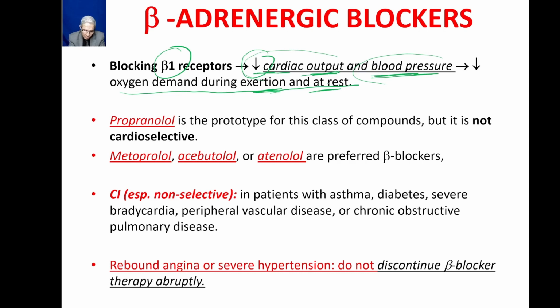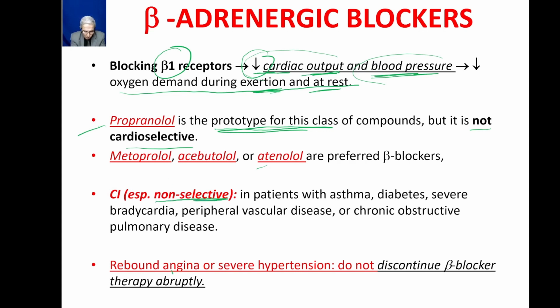As a refresh, propranolol is considered the prototype, the main medication in this group, but it's not cardioselective. So we're looking for something cardioselective, such as metoprolol, acebutolol, or atenolol. Some medications are considered beta-1 selective. And again, they remind us of something else important: CI stands for contraindications, meaning not allowed to prescribe it, especially when you speak about a non-selective beta blocker.